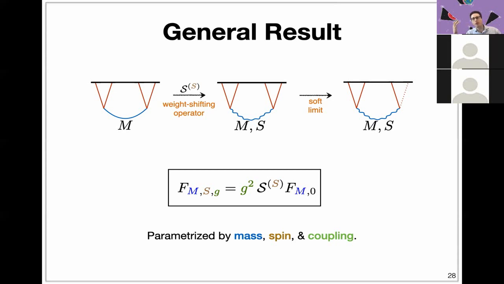And we can reproduce many of the famous results in the literature by following this procedure, but now we know the answer for any mass and any spin. We can just classify all possible slow-roll bispectra.